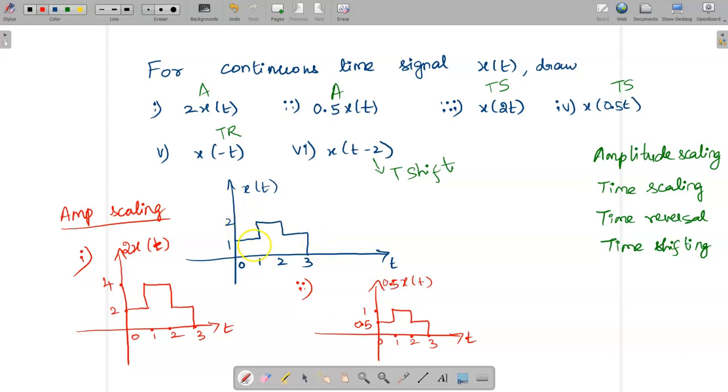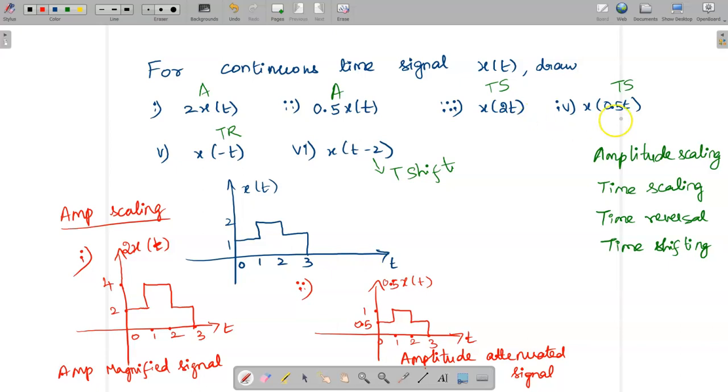When you see the first signal, the amplitude becomes high, hence this type of signal is called an amplitude magnified signal, because the amplitude has been increased. Here this signal is an amplitude attenuated signal, because the amplitude has been decreased. So this is your amplitude scaling operation.